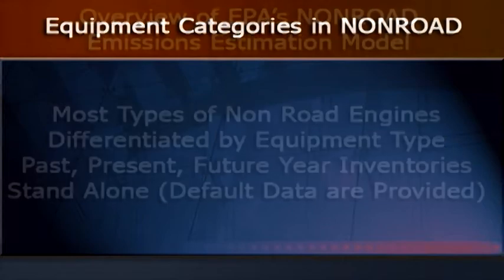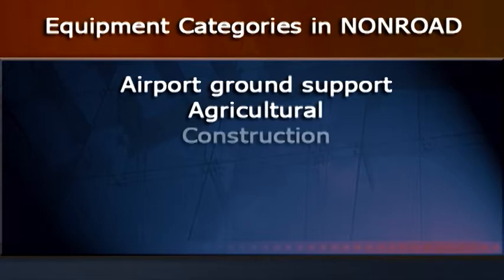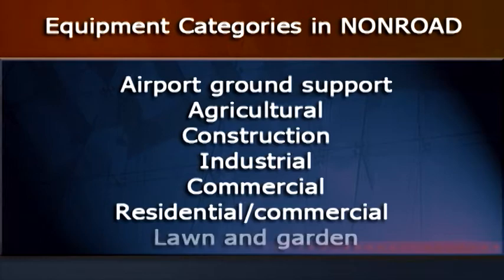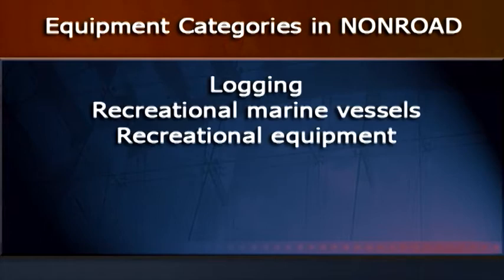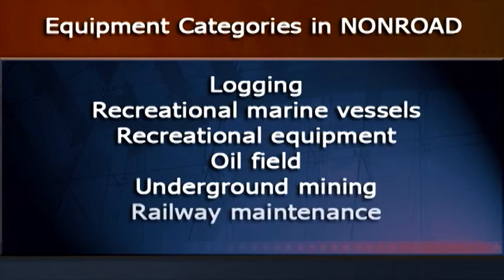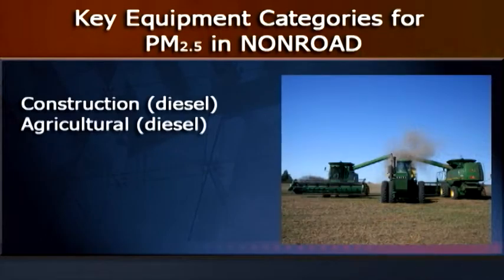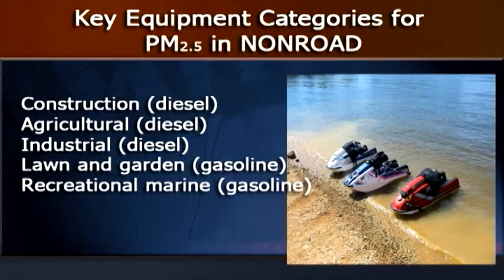The following equipment categories are contained in non-road: airport ground support, agriculture, construction, industrial, commercial, residential commercial, lawn and garden, logging, recreational marine vessels, recreational equipment, oil field equipment, underground mining, and railroad maintenance equipment. Of those categories, several are key PM 2.5, construction, agricultural, and industrial, particularly the diesel part, and two gasoline-fueled categories, lawn and garden and recreational marine.